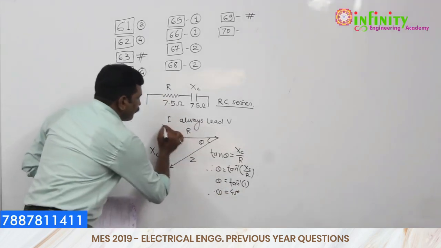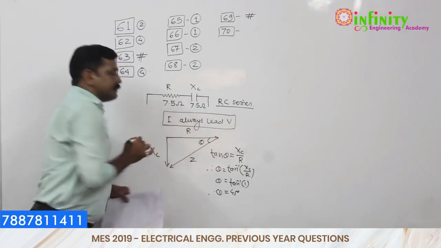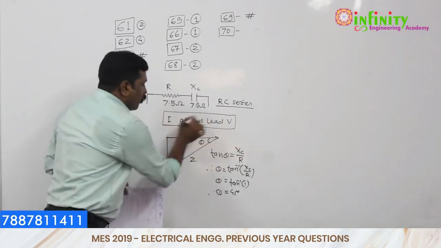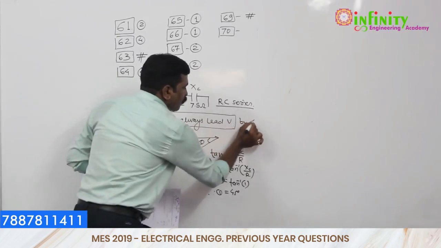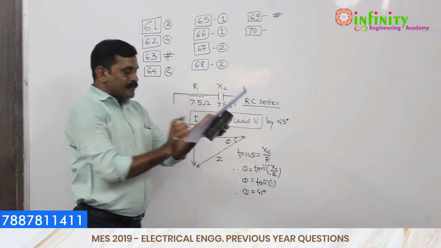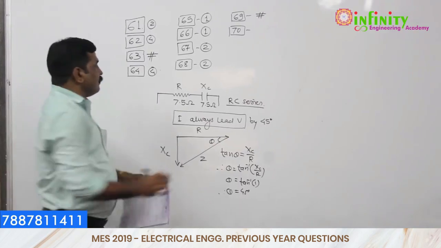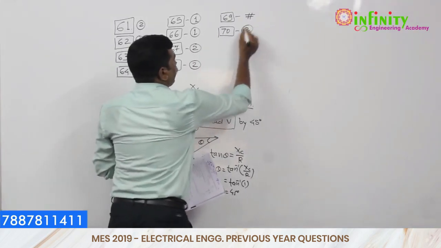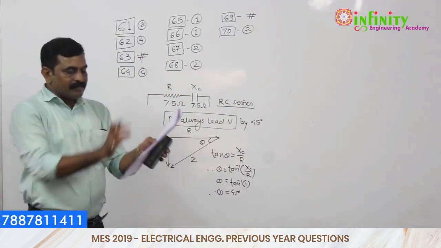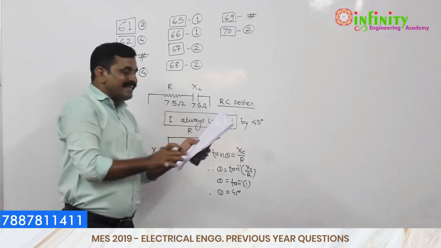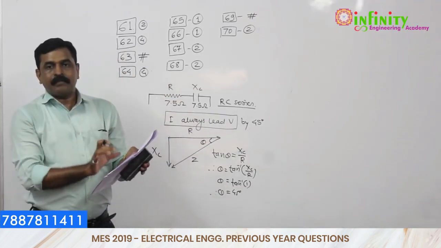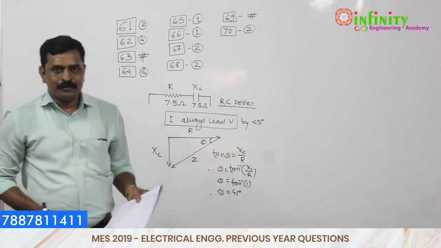And we know that current always leads the voltage. So current leads the voltage by 45 degree. The option for that is nothing but the second. So question number 70, second. So all these are nothing but the option keys related to the electrical question paper. Okay, that's all. Thank you.